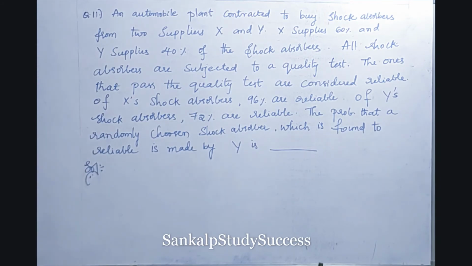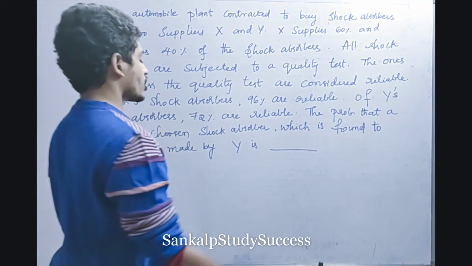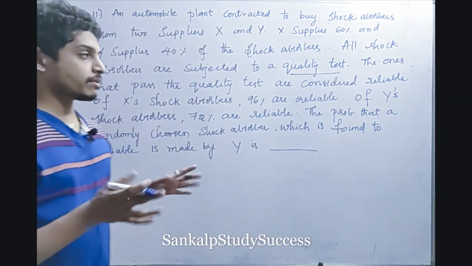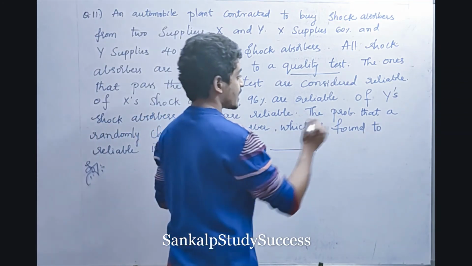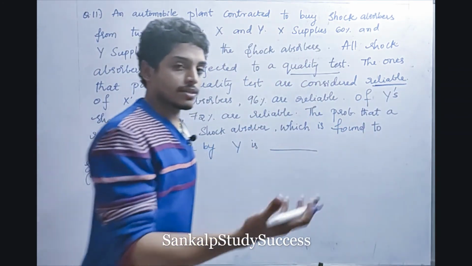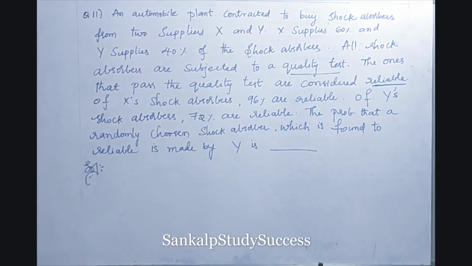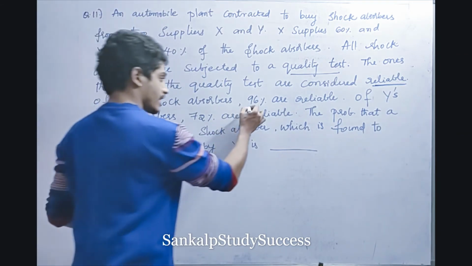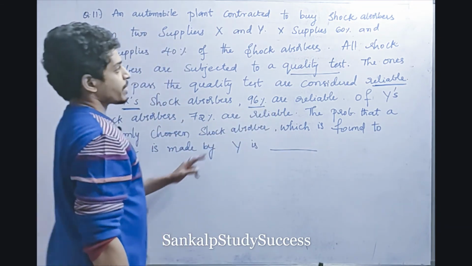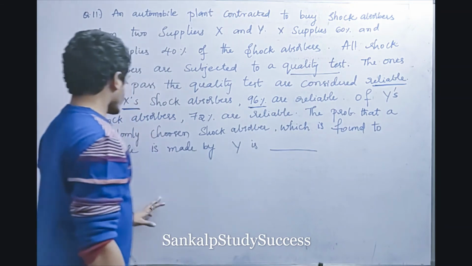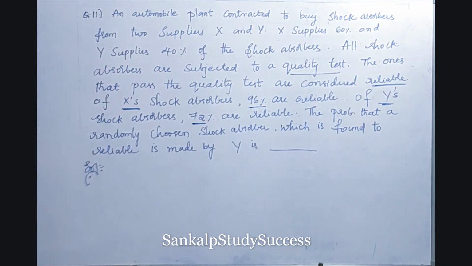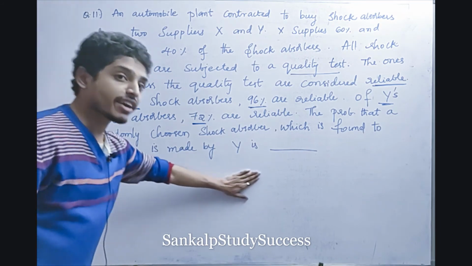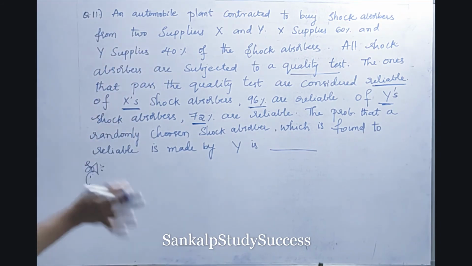And all shock absorbers are subjected to a quality test. Every shock absorber was subject to a quality test, friends. The ones that pass the quality test are considered reliable. One who qualifies in that test only is said to be reliable, one which works very well. Next one, of X shock absorbers, 96% are reliable. Of Y shock absorbers, 72% are reliable. The probability that a randomly chosen shock absorber which is found to be reliable is made by Y is? Fine. Let us write the given data first.